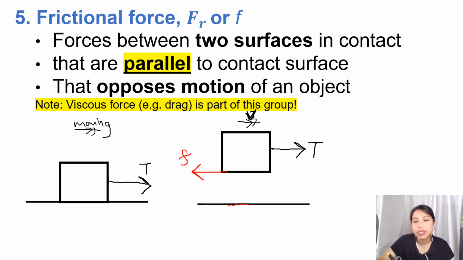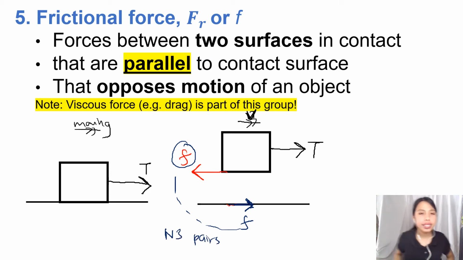Depends on several factors. Then, if you want to think about Newton's third law pair, the table exerts friction on the box, so the box exerts a friction on the table. So the table will experience a friction forward. And these two are Newton's third law force pairs.